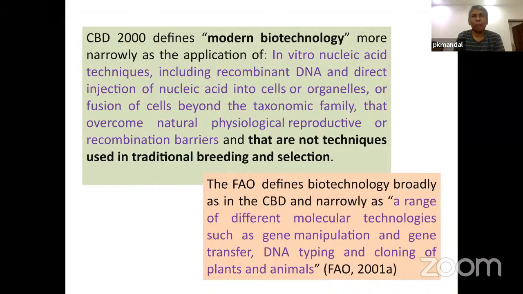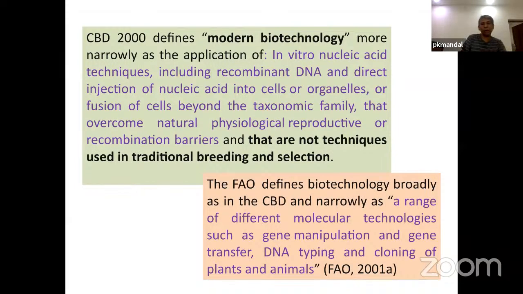But basically, when we talk about biotechnology, we usually mean using techniques which we don't do naturally. And there is something called in vitro. There is a range of different molecular techniques such as gene manipulation and gene transfer, DNA typing, and cloning in plants and animals. So if you remove the animal part, we do in vitro breeding and in vitro manipulation in animals and plants, but so far it has not come for human beings, though human cloning is also reported in some cases by some people, but it is not established.